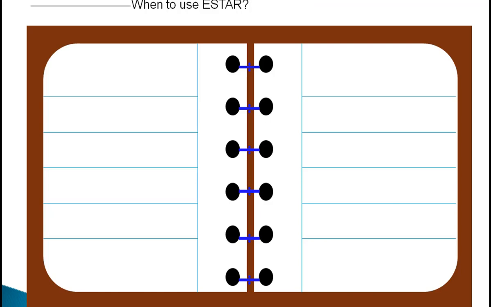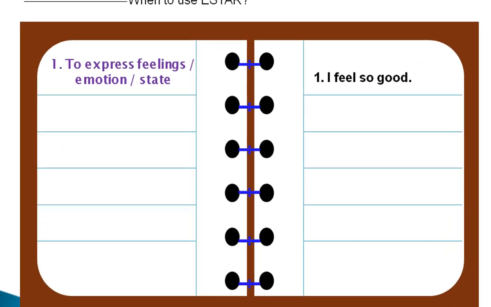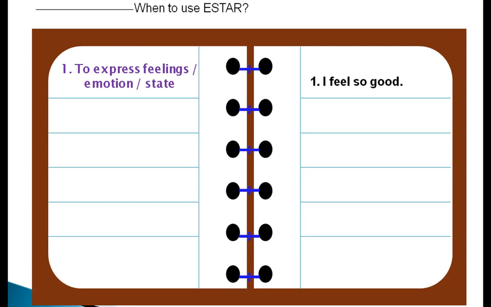Okay, so when to use estar? We just said that it is to be used in temporary situations. So what are these temporary situations? First one, to express feelings, emotion or state. So you want to say I am happy, he is excited, they are calm, we are nervous. These all are feelings, these all are states of our mind, these all are emotions which come and they go by. They are not persistent. So yes, when we are talking about these states or the emotions, we use estar.